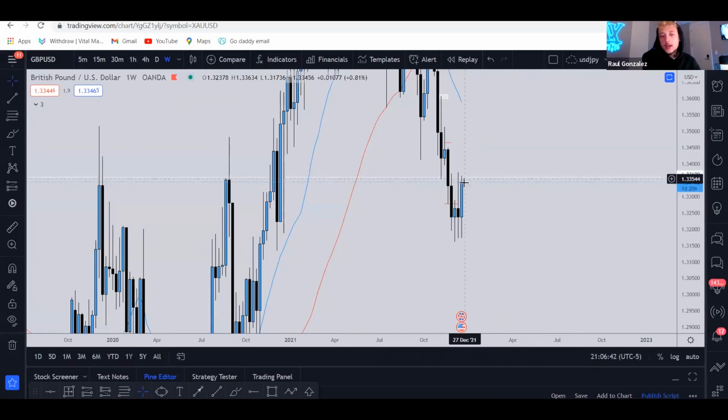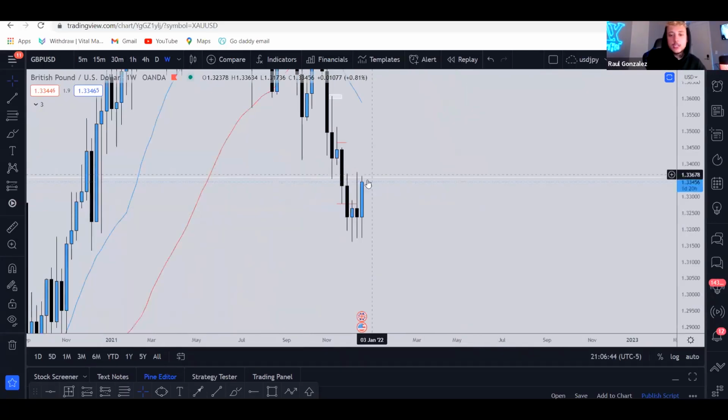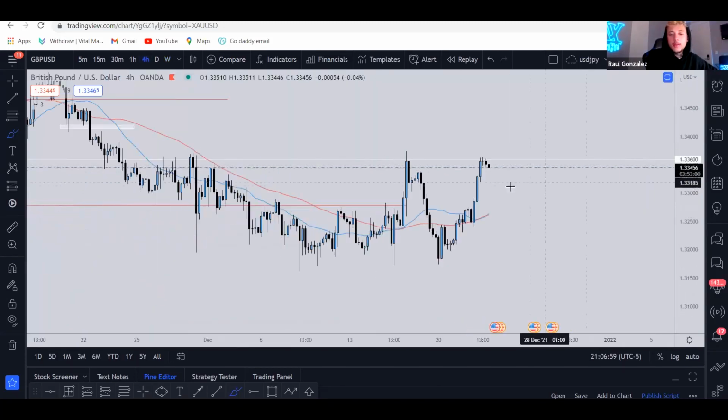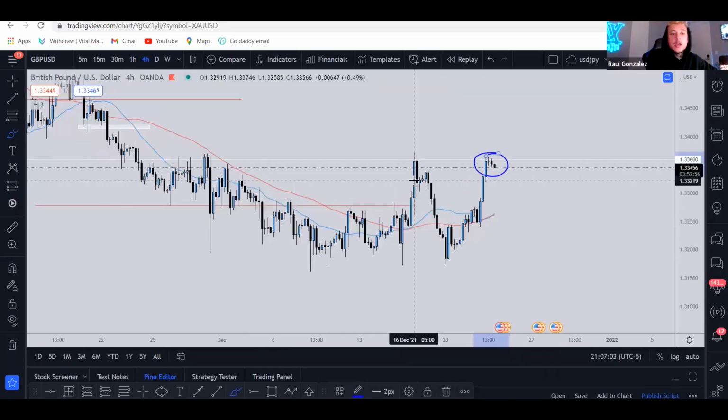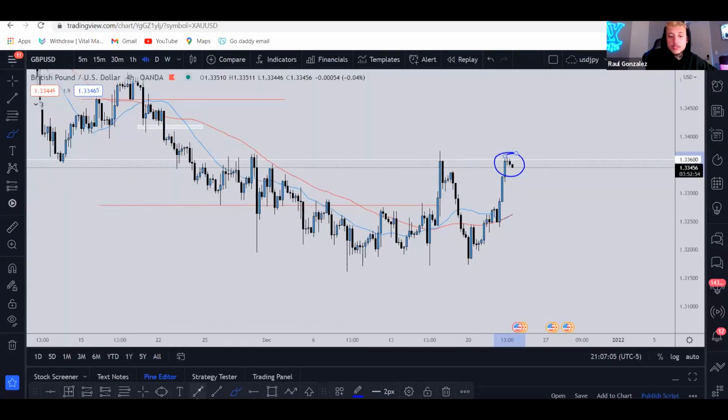And I want to see that sellers are actually interested in shorting this price range here, which yesterday we saw. We had price come all the way up, and then notice how price came all the way back down, indicating that there is selling pressure in this area. Now, this right here is the best area for you to actually look to take a short position.